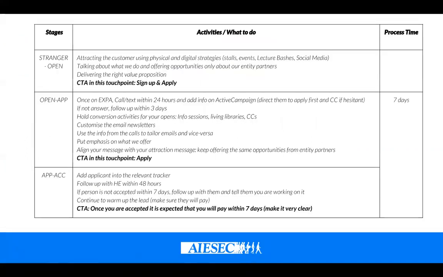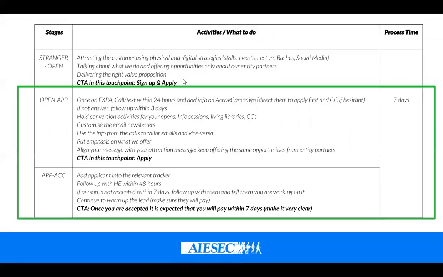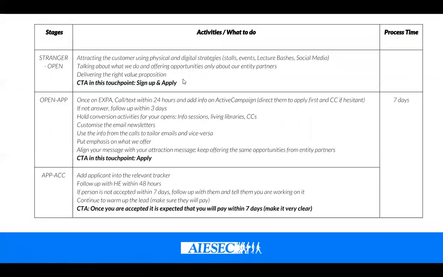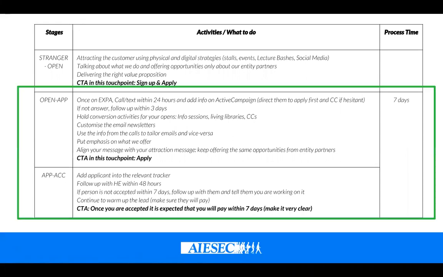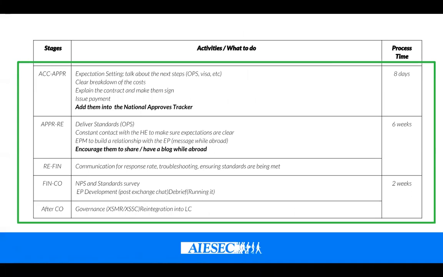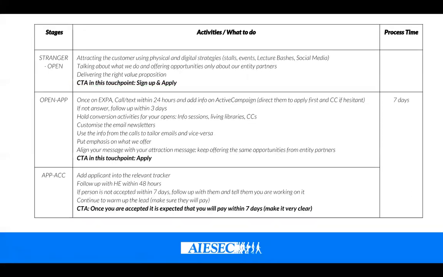So when it comes to OGX, the product as a whole, this is the customer flow. It goes from stranger to open, to applicant, to accept, to approved, approved to realize, to finish, to complete, and then after completed.